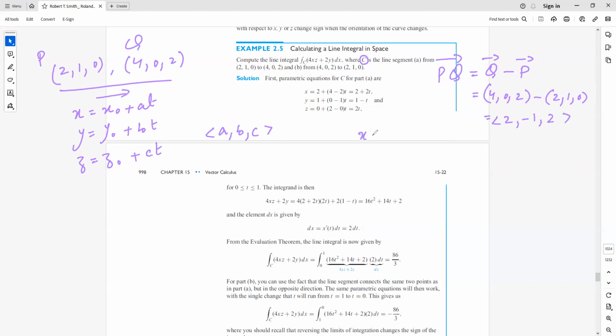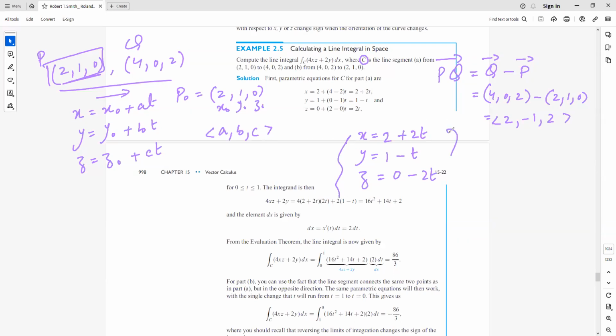Therefore, the parametric equation of this line, taking P naught as (2, 1, 0), that is x naught, y naught, and z naught, becomes x equals 2 plus 2t, y equals 1 minus t, and z equals 0 minus 2t. These are the equations for this line, the parametric representation of a line in space.